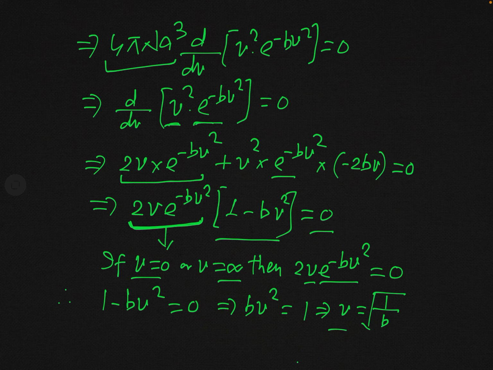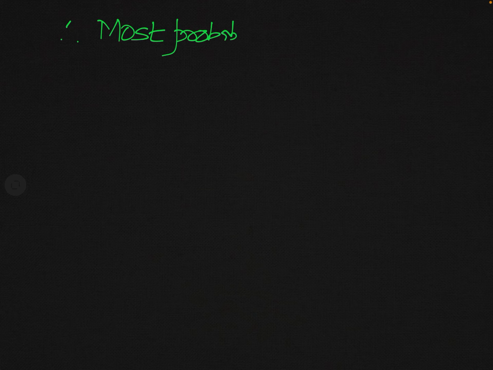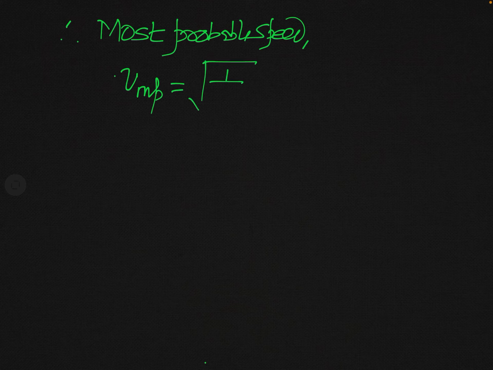But what is this v? As you have considered the condition of maxima of fv, and you know that when fv is maximum, then v is simply equal to the most probable speed. So definitely we will recognize this speed v as the most probable speed. Therefore, the most probable speed, we denote it by the symbol Vmp, and this will be the square root of 1 over b.